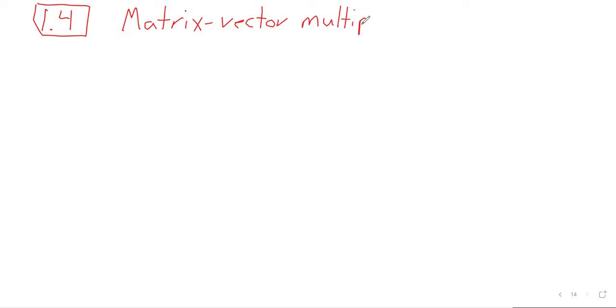This is 1.4. I forget exactly what this section is titled, but the topic is matrix vector multiplication, and then some related stuff like matrix equations.